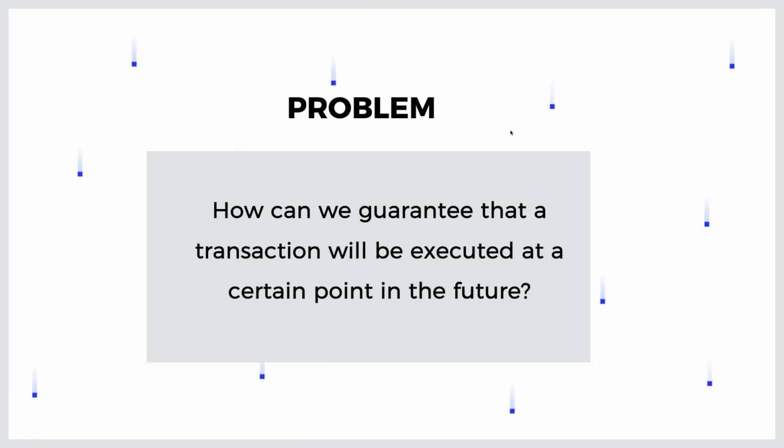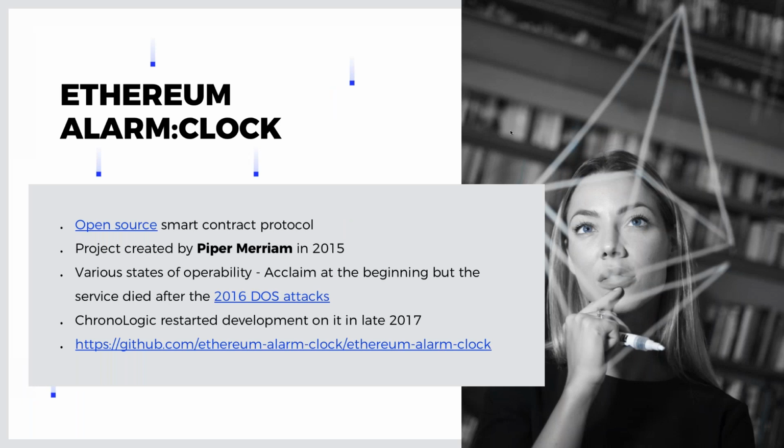How can we guarantee that a transaction will be executed at a certain point in the future? This is the main problem we are trying to address with a lot of the things that we do here at ChronoLogic. So let's define the Ethereum Alarm Clock protocol. A lot of you already know this, but for those who are here for the first time, we'll go through it again.